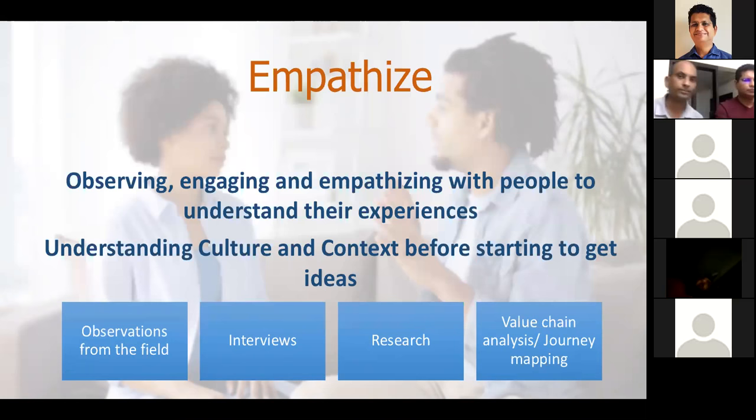For example, the first is empathize. What is empathize? Interacting, engaging, empathizing with people to understand their experiences. Understanding culture and context before starting to get ideas. A very important aspect of empathizing is that it is also very cultural and context specific. So understanding those aspects is extremely important.